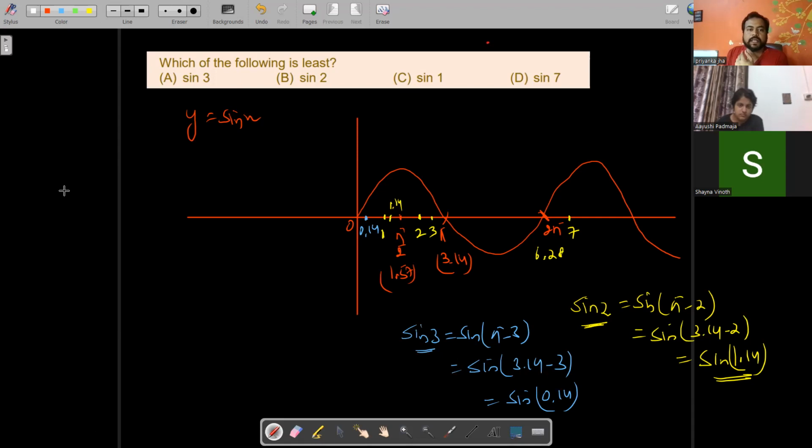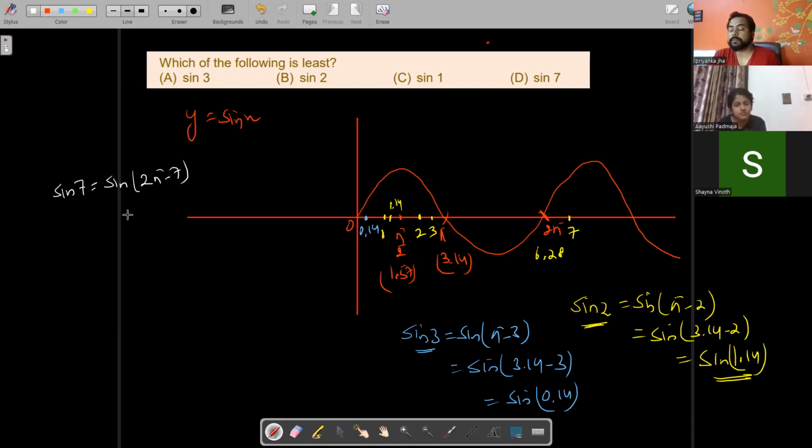And now sine 7 can be written as sine 2 pi minus 7. Can you write this? No, because sine 2 pi minus theta will fall into the fourth quadrant. In the fourth quadrant, sine will be negative, so it will give you minus sine. Sine 2 pi minus theta is minus sine theta. We cannot write this, right?